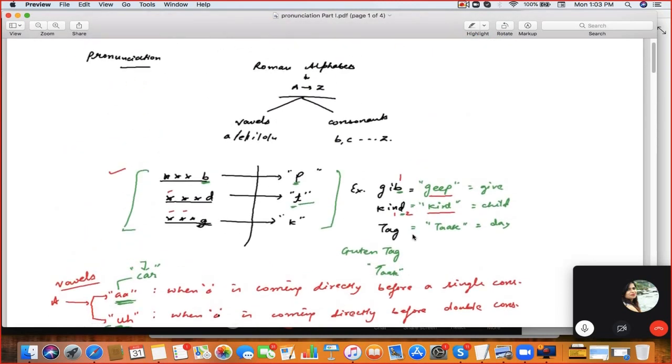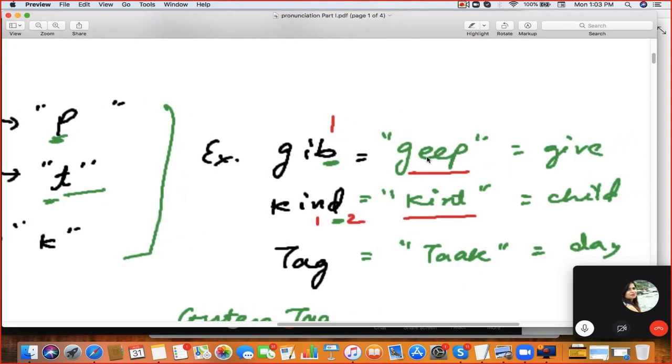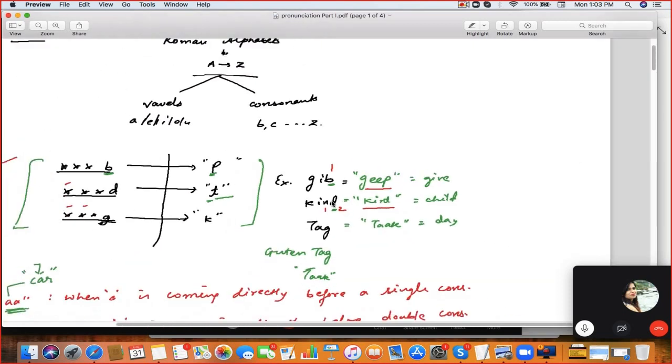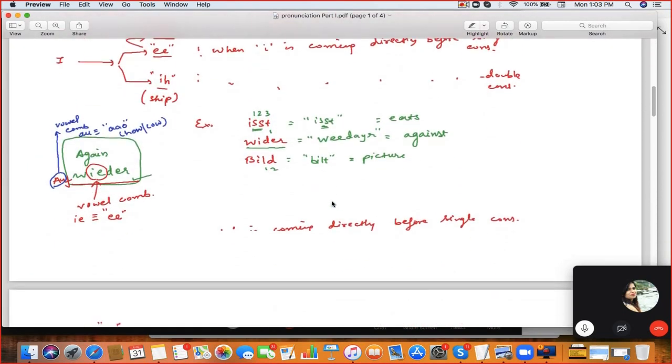Now again you see here gib. Tell me after I, how many? One. So long E sound, geep. Then kind. After I, how many? Two. Short I. Kint. Then tag. After I, how many? One. So that becomes the A sound. Tak. Okay. Geep, kint and tak. A, E and I. Right.